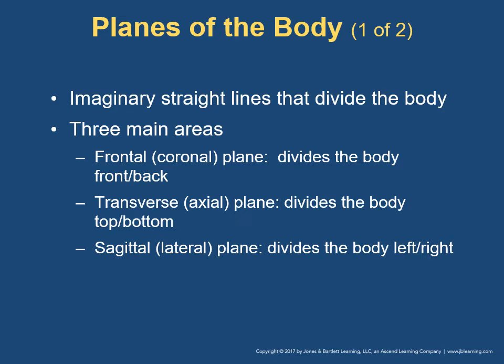Alright, planes of the body. These are imaginary straight lines that divide the body. There are three main areas depending on how the body is divided. You have the frontal or coronal plane. It divides the body front and back. The transverse or axial plane divides the body top and bottom. And the sagittal or lateral plane divides the body left and right. There's also a special type of sagittal plane. This is the mid-sagittal plane, which means midline. That's where the body is cut in half, leaving equal left and right portions.